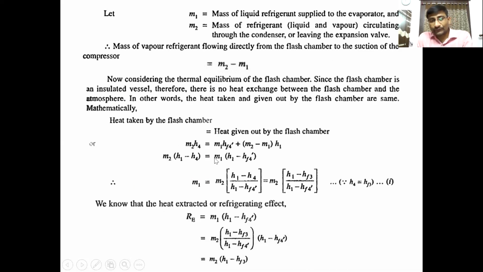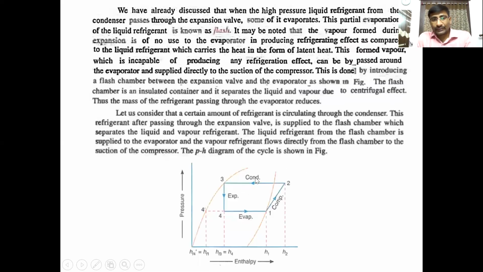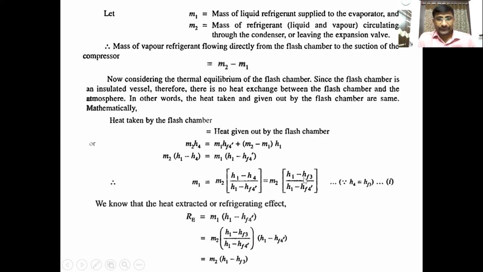How much liquid will be separated by the flash chamber? M1 equals the total amount of refrigerant M2 into H1 minus H4, divided by H1 minus HF4 dash. What is H4 here? H4 is equal to HF3, because it is an isenthalpic process. So we can write M1 equals M2 into H1 minus HF3, divided by H1 minus HF4 dash. This is a liquid enthalpy at evaporator temperature.